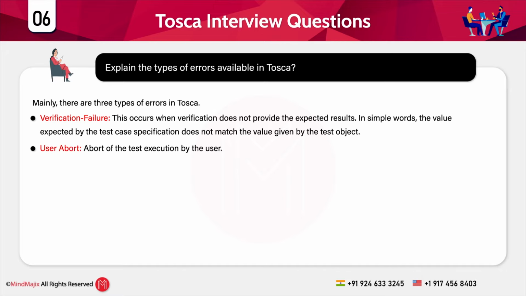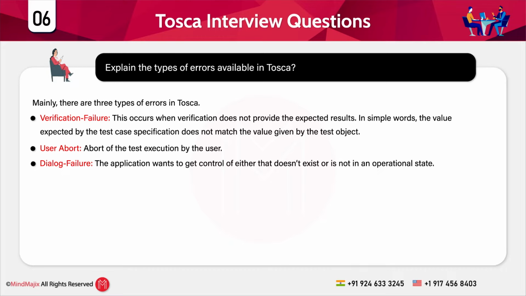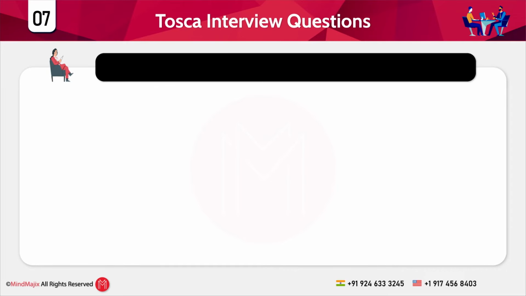This type of error occurs when the test execution is aborted by the user. The third one is the dialog failure. This happens when the application wants to get control of something that doesn't exist or which is not in an operational state. When you have this kind of situation, there is an error of dialog failure. So let's move to the next question. The next question is, how will you fetch data from Excel using Tosca?